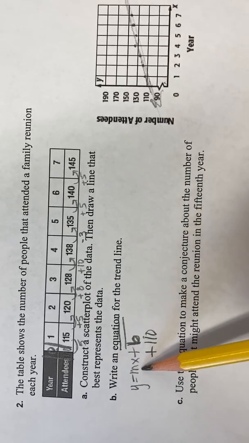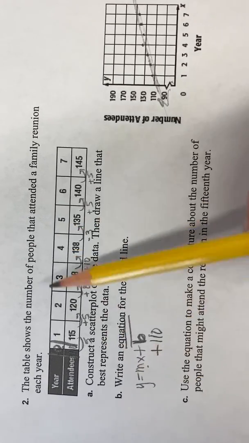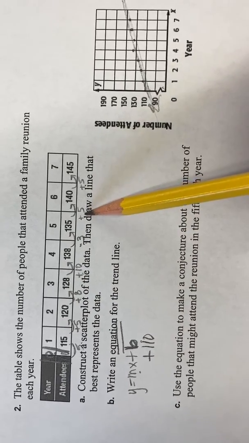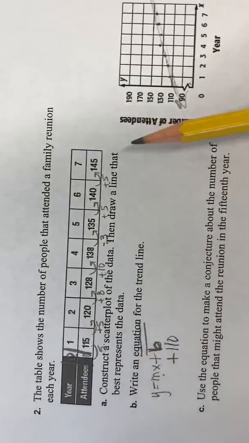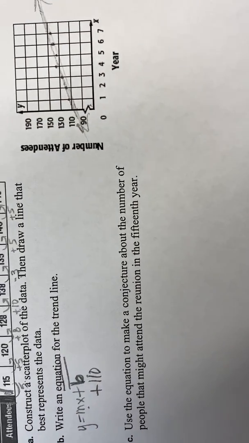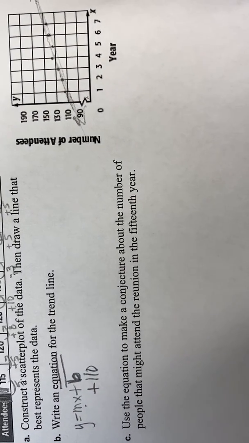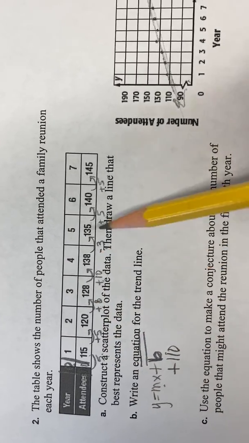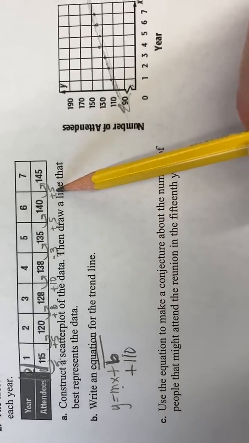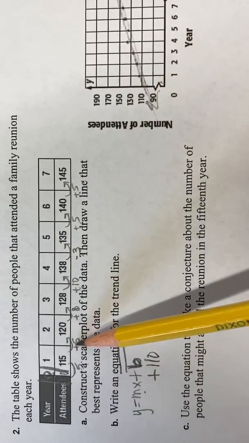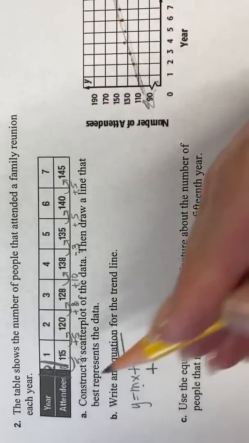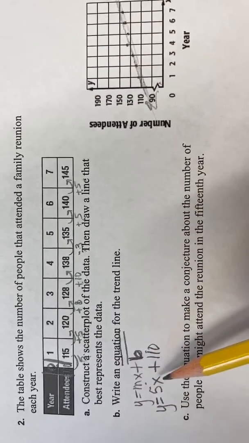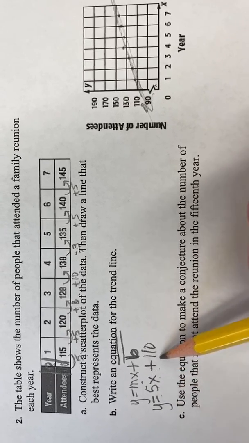Now we have to look at our slope. What are we changing by? We have 5 plus 5 plus 8 plus 10 plus minus 3 plus 5 plus 5. When we add those all up, we get 35. And we're going to divide by 1, 2, 3, 4, 5, 6, 7. So that gives us 5. So our slope is 5. So y equals 5x plus 110.